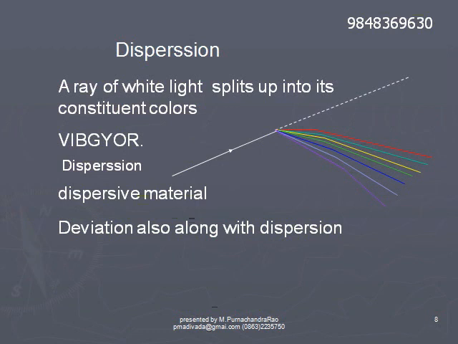We have already studied the deviations. Sometimes deviation takes place along with dispersion. Both deviation and dispersion will take place. Red with highest wavelength will have the least deviation. Violet with least wavelength will have highest deviation. And the refractive index is highest for violet and least for red. These things we have just studied.